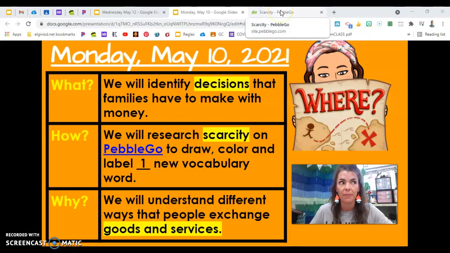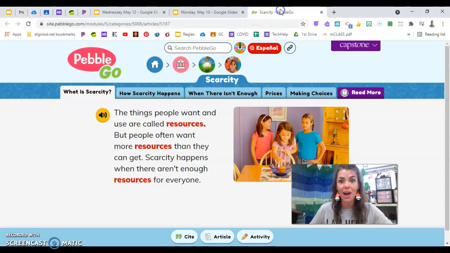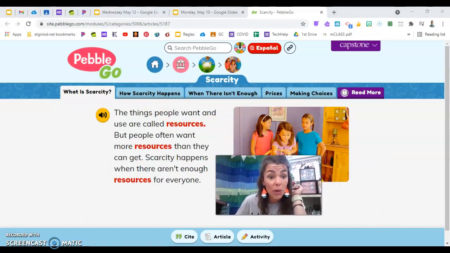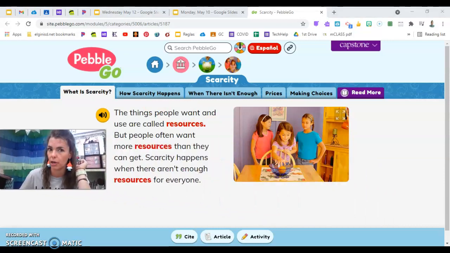On your mark. Get set. Here we go! Pebble Go. Scarcity. What is scarcity? Are you ready? Ears on. Eyes on your screen. We've got to listen and learn so we can put it in our journal.